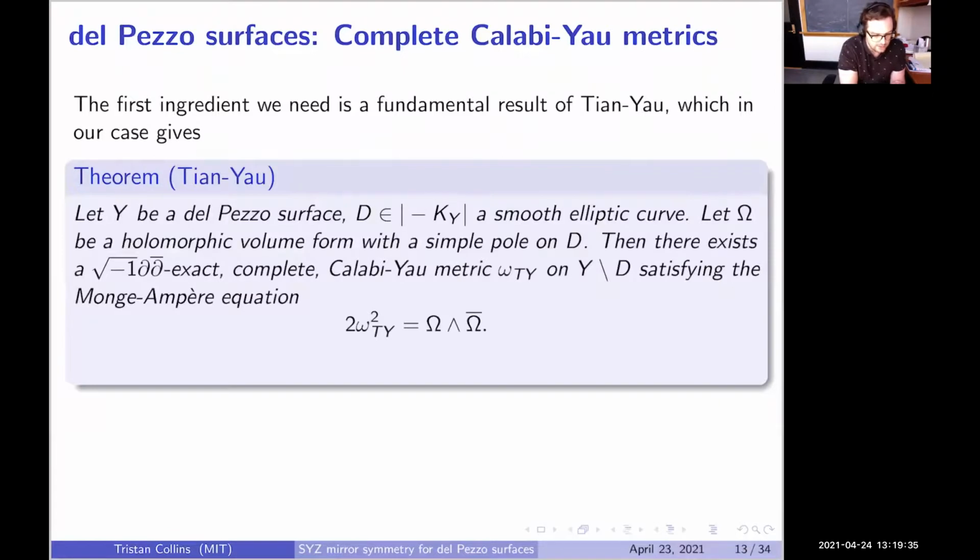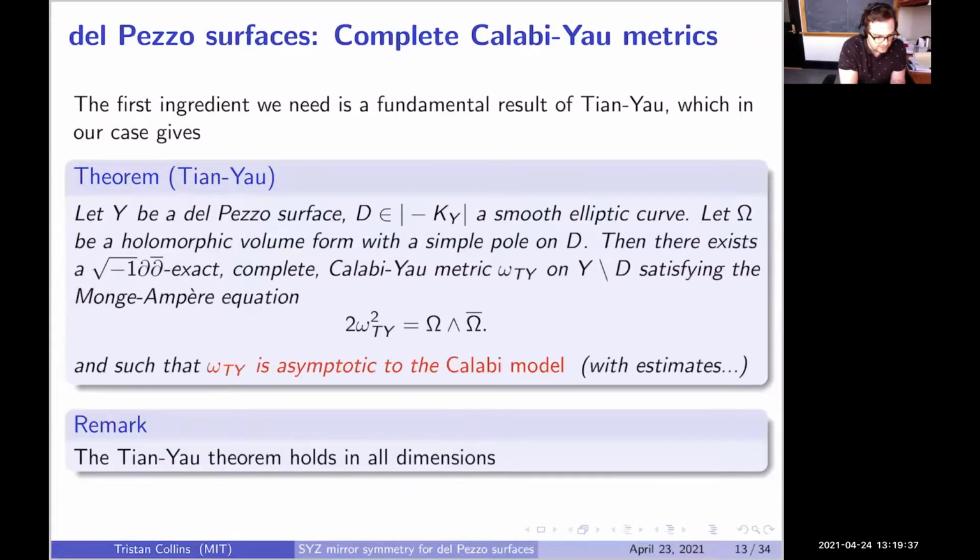And this solution of the Monge-Ampère equation is asymptotic to a model called the Calabi model, which I'll explain in a second. That's the idea of the Tian-Yau proof: you have a model solution to your equation near infinity, and then you solve the Monge-Ampère equation in the interior of your manifold. And this Tian-Yau theorem is really much more general than how I've stated it here. It holds in all dimensions, with appropriate modifications.